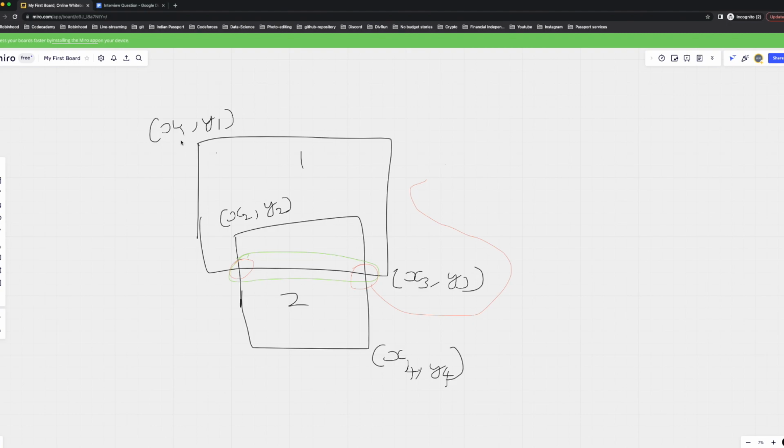This is basically the min of x3 and x4, right? So the x coordinate of this point is the minimum of x3 and x4. And for this one, this is basically the max of x2 comma x1, right? And once we get that, let's say this is A and this is B. If I do A minus B, I get what? The width, right? So I get the width.